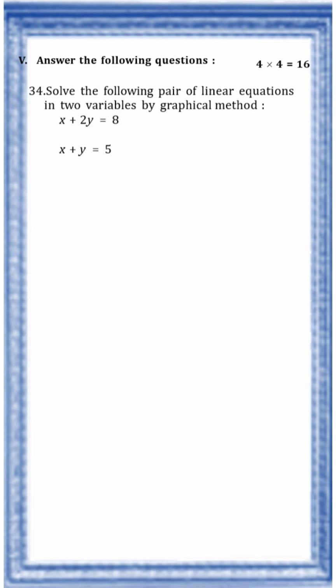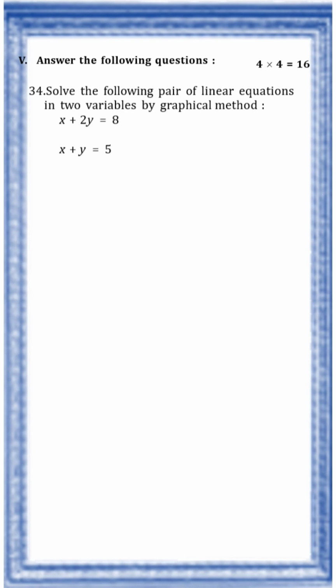Now the fifth main question. There are 4 questions which carry 4 marks each, totally 16 marks. Now the 14th question, which belongs to the chapter Pair of Linear Equations, solving by graphical method. It is a compulsory question, in each and every question paper it appears, so practice it thoroughly.